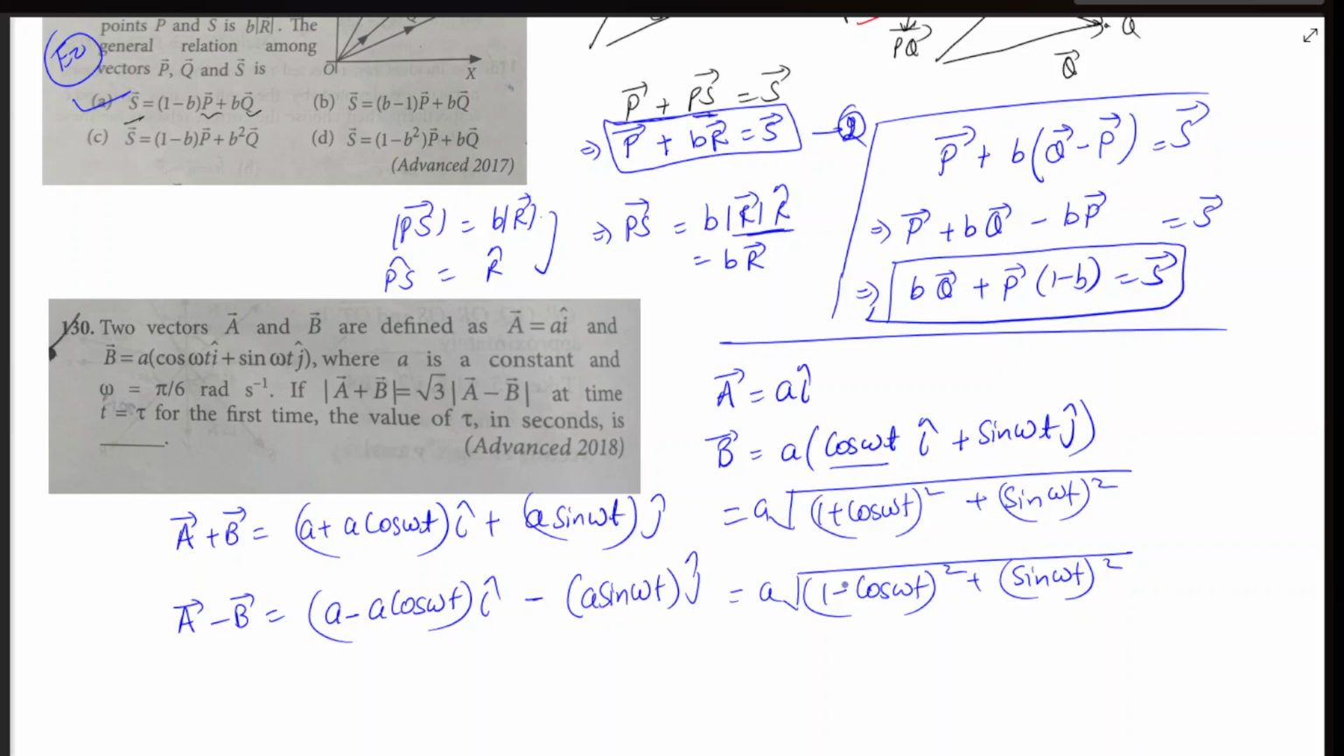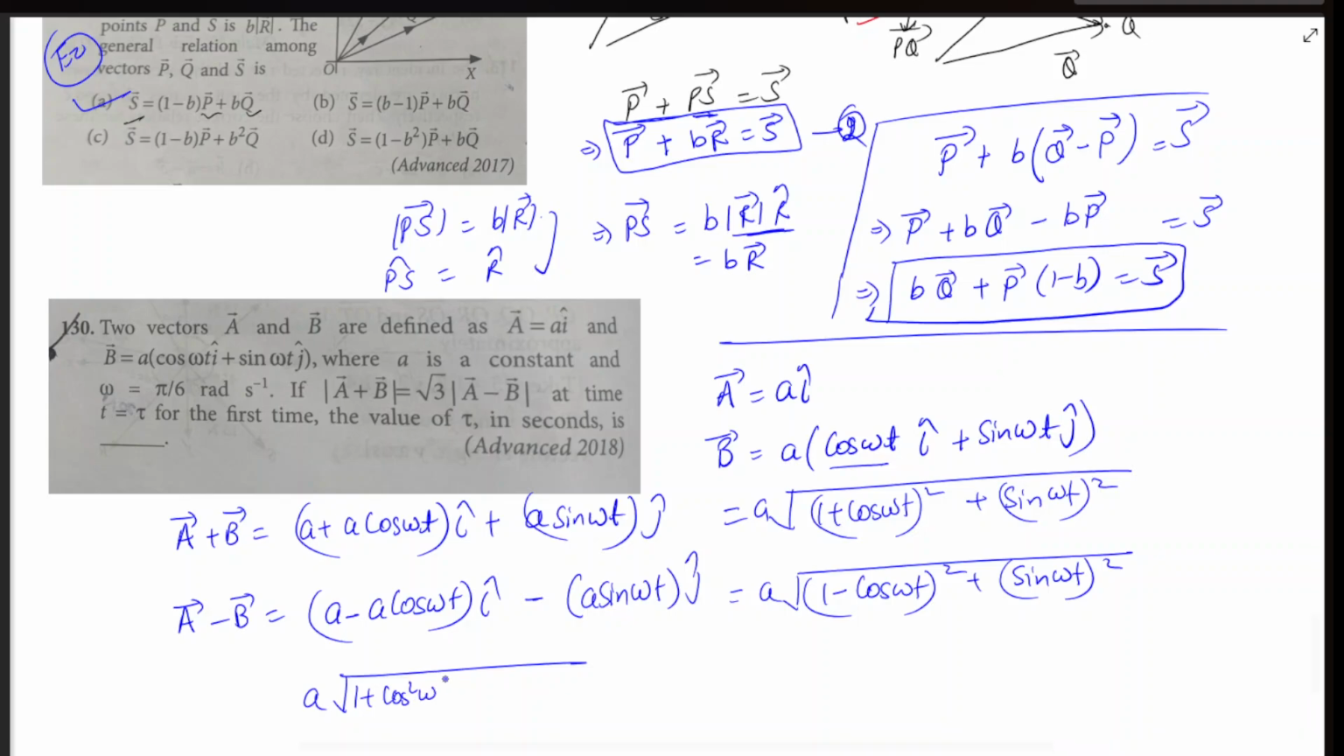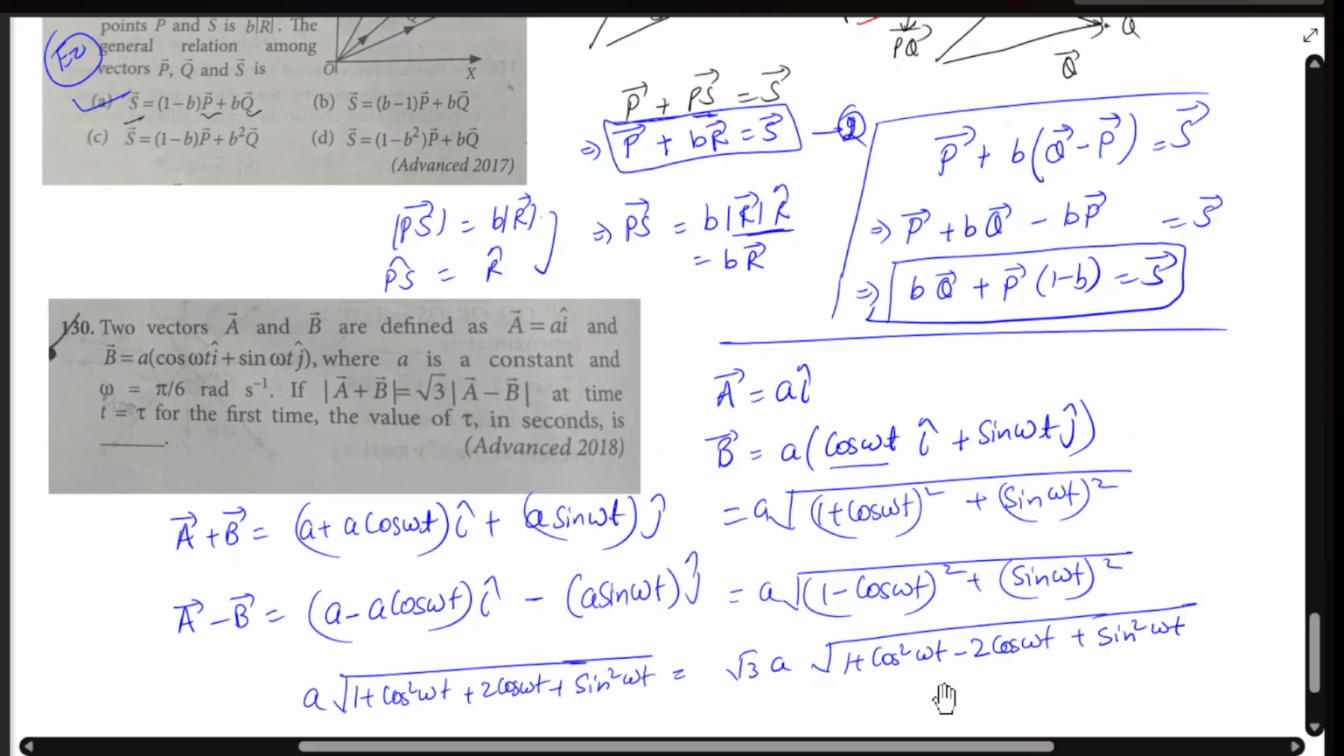And these two are related, so we can write a root. If I open it, 1 plus cos square omega t plus 2 cos omega t plus sine square omega t is equal to root 3 a under root 1 plus cos square omega t minus 2 cos omega t plus sine square omega t, right?